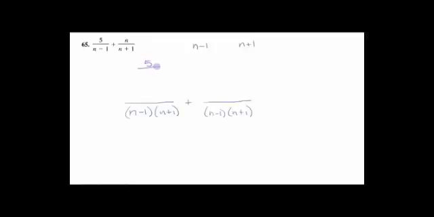How did we turn 5 over n minus 1 into a fraction with a denominator of n minus 1 n plus 1? We see that we already have the n minus 1 factor. We need to multiply by n plus 1 over n plus 1 then. That gives me the denominator that I need. And the numerator will be 5n plus 5.